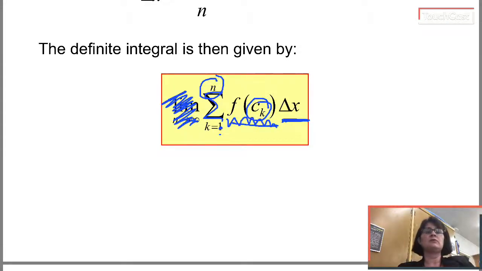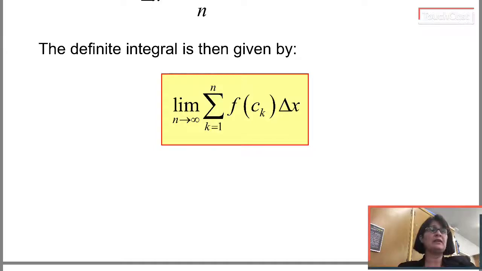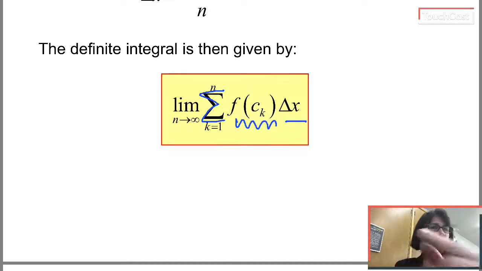So I'm going to just highlight this one more time. We're going to add up a bunch of, that's what this symbol means, a bunch of products. A product of a height times a width. And we're going to make the widths of the rectangles smaller and smaller so that we eventually have infinitely many rectangles. Watch what Leibniz wrote to mean the same thing, but in an easier to read notation.